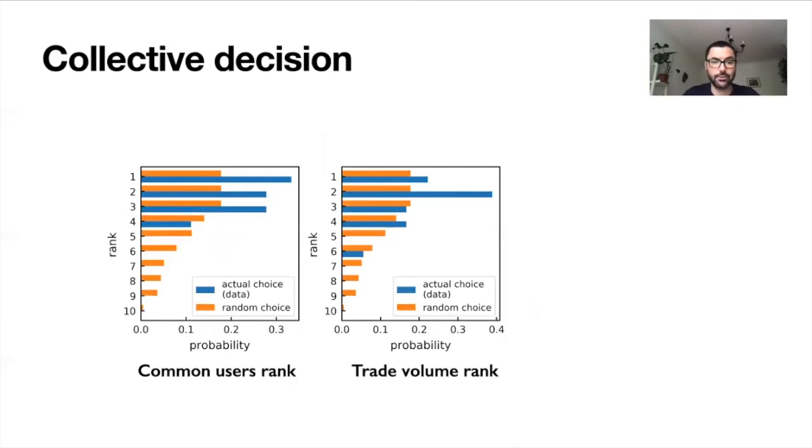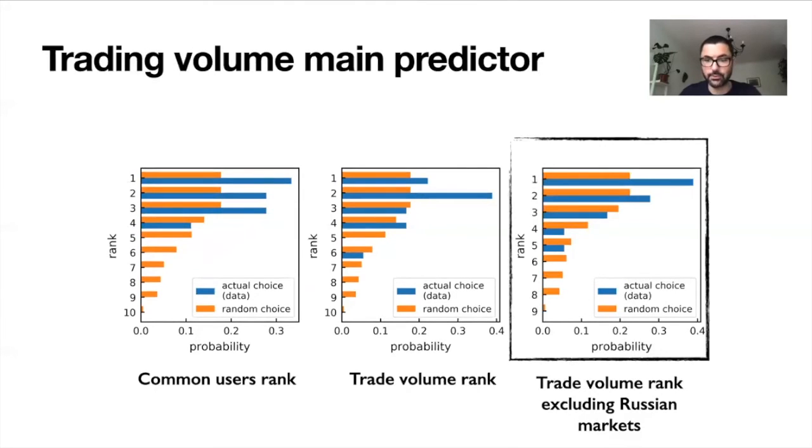So you see that if you look at common users rank, this is the collective decision. This is the actual choice of the top destination versus a random selection. And a trade volume rank seems not to work very well, but if you exclude Russian markets from there, the trading volume is the main predictor.